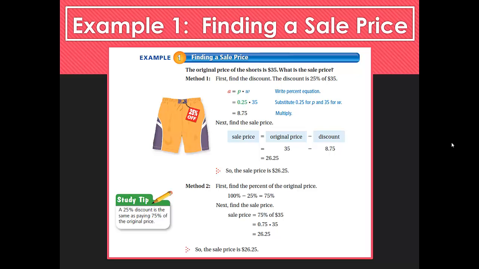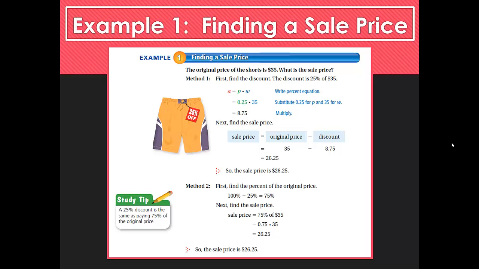We're going to use our percent equation. A equals P times W. P is going to be our percent and W is our whole. So we're doing 25% of $35, which would be 0.25, or 25 hundredths, times 35. So A would equal 8.75, or 8 and 75 hundredths.